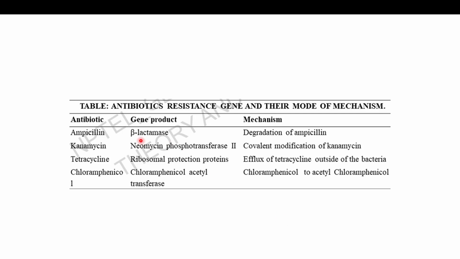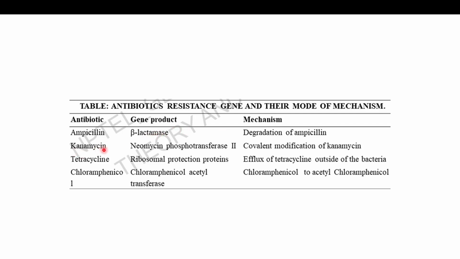Okay, so antibiotic resistance genes and their mechanisms. Ampicillin, kanamycin, tetracycline, chloramphenicol, there are many other antibiotics as well, but out of these, four are very commonly used. Ampicillin: the cells can produce beta lactamase, which leads to degradation of ampicillin. That's how the cells become resistant to the ampicillin antibiotic.